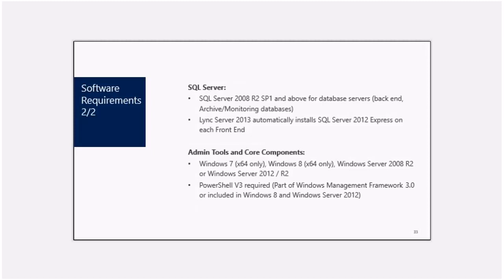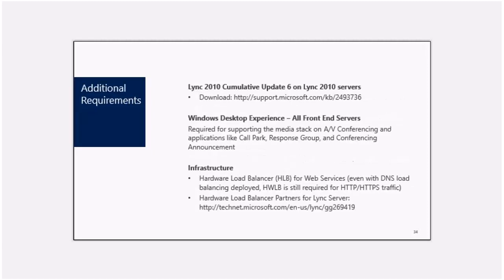From an administration standpoint, either Windows 7, Windows 8, Windows 2008 R2, or 2012 can have the administration tools installed. You do need PowerShell version 3, so if you're using Windows 7 or Windows 8, you will need to make sure that PowerShell is installed. Like we mentioned before, to upgrade from Lync 2010, you need at least cumulative update 6. In reality, you want to make sure you use the most recent update that is available on Microsoft's environment so that you have all the new features available in both 2010 and 2013, and any bugs that were worked out of those environments are taken care of.